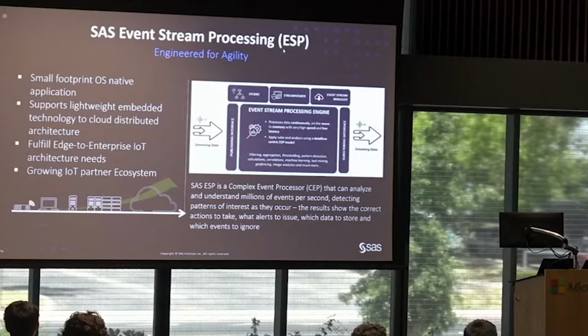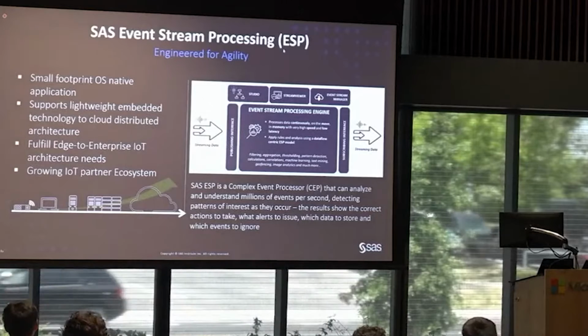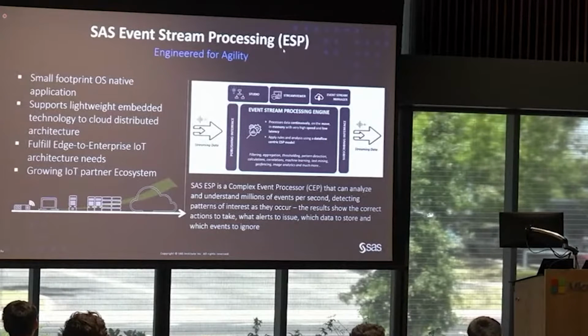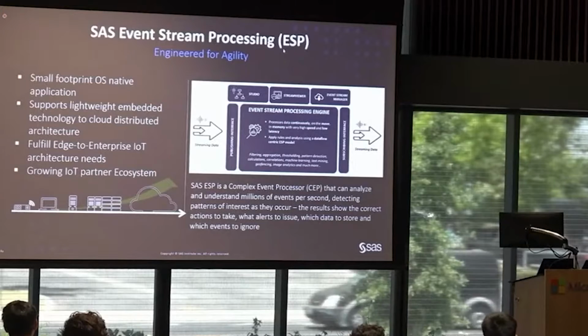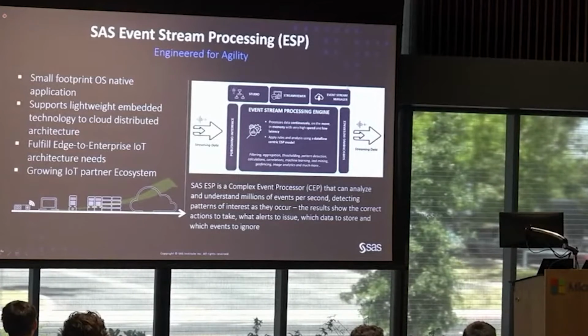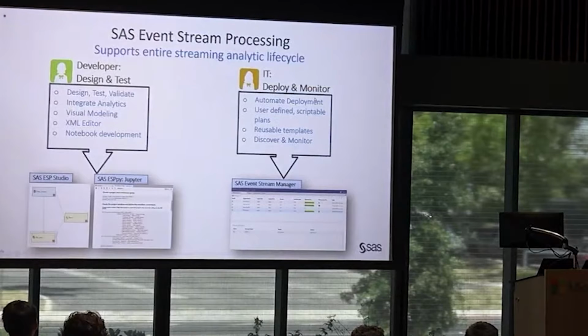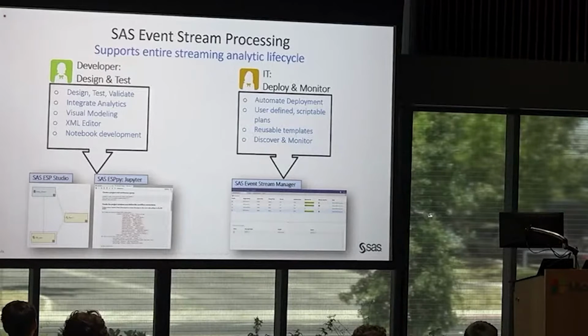This tool is also engineered for agility, so it has a very small footprint that allows it to run on the smallest devices, like Raspberry Pi or NVIDIA Jetson, but also scale to the biggest systems like cloud or big edge solutions, like in this scenario. This tool can be developed using an online graphical studio, SAS ESP Studio, that allows you to draw the flow of the data and apply all the transformations needed to fulfill the requirements of the algorithm you need to run.